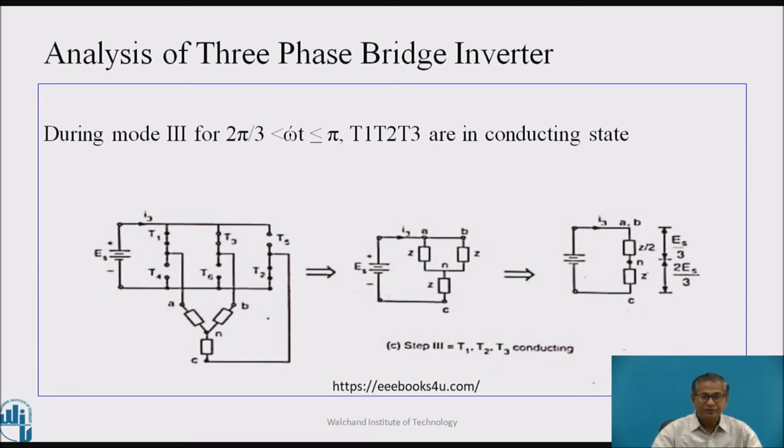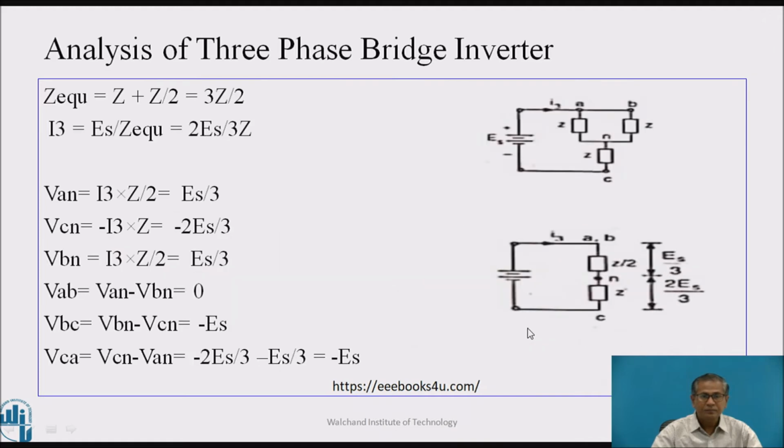During mode 3, the duration of mode 3 is from 120 to 180 degree. In this mode, T1, T2, T3 are in conducting state. So, this is the equivalent circuit for the mode 3. Now, for this mode, Z equivalent is equal to Z plus Z by 2, which is equal to 3Z by 2, and I3 is equal to 2 ES upon 3Z.